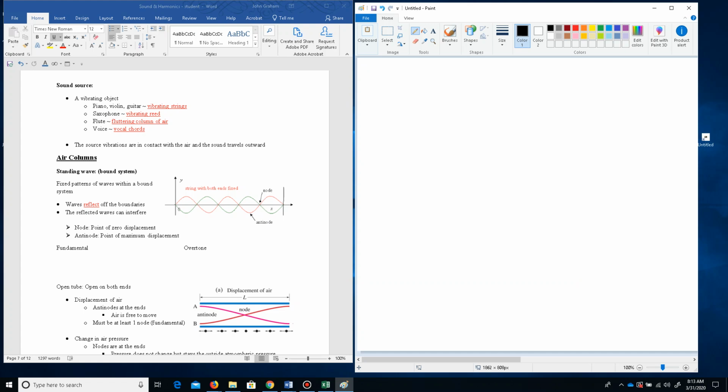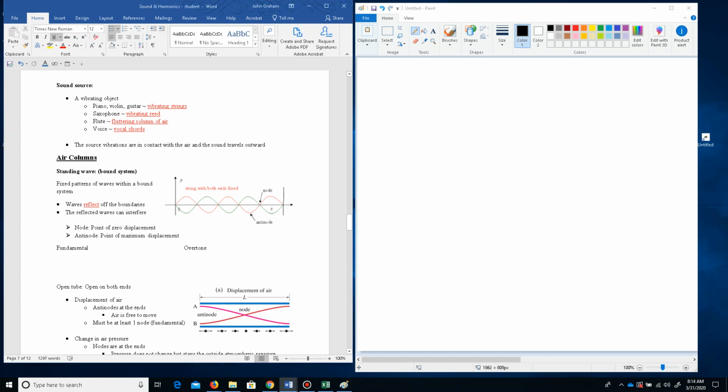Other sound sources, as you can see here: piano, violin, guitars, they all use what's called vibrating strings. Saxophones use a vibrating reed. Flutes use air columns, and our voice uses vocal cords. All these sources have vibrations in contact with the air, and the sound travels outwards from them.